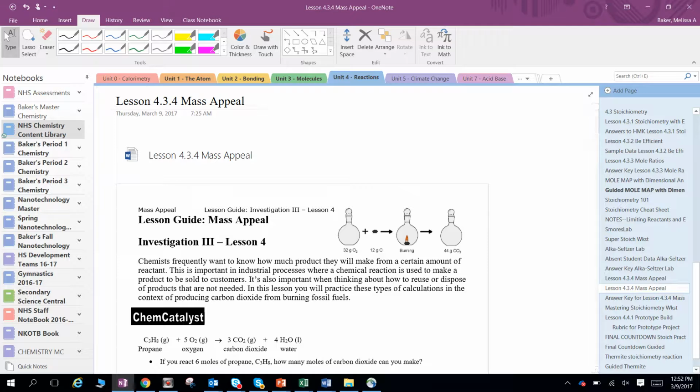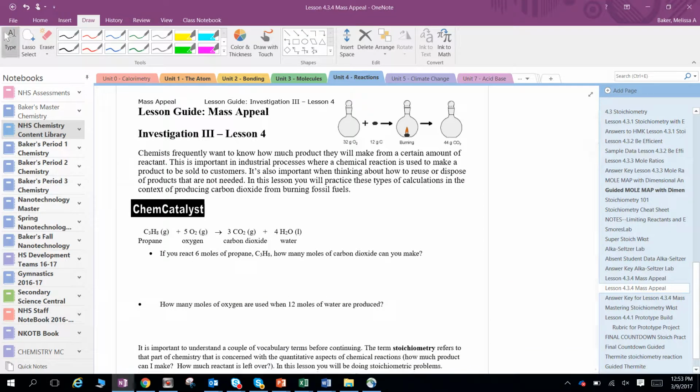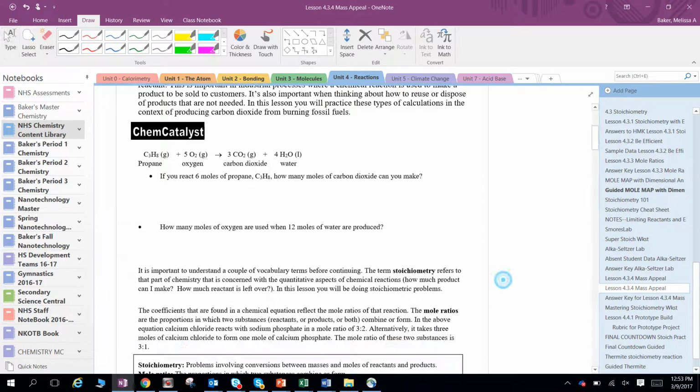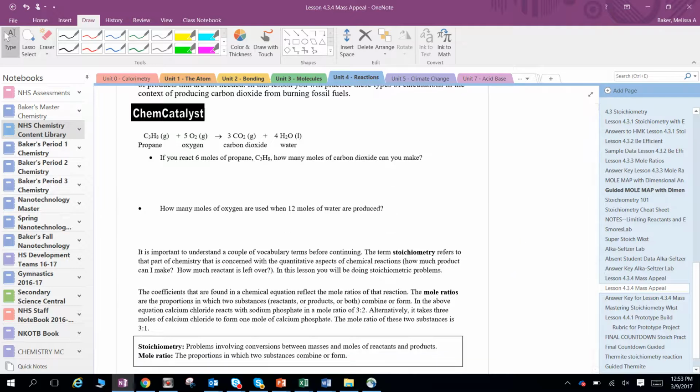Okay, so you missed lesson 4.3.4. It was honestly not a bad lesson to miss as long as you were there on the day that we finished 4.3.3 and did the mole map, because this is really just some extra practice calculating some stoichiometry problems. So let's take a look at the chem catalyst.